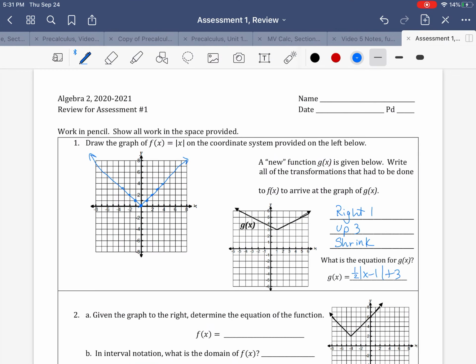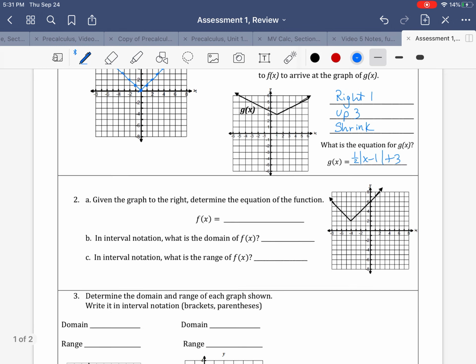All right, so this next one: given the graph at the right, determine the equation of the function. Basically what we just did. This one went left 4 and up 2. So that vertex right there is at negative 4, up 2. Those are the numbers involved in this part of my problem. So here we go. With the absolute value, there's no shrink or stretch because the slope is still 1 over 1 on both sides. So left 4 would mean I go x plus 4, and then up 2 means I need a plus 2 on the outside.